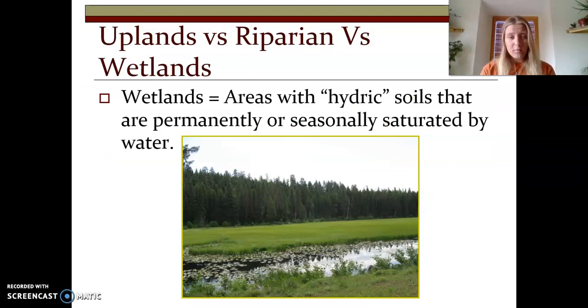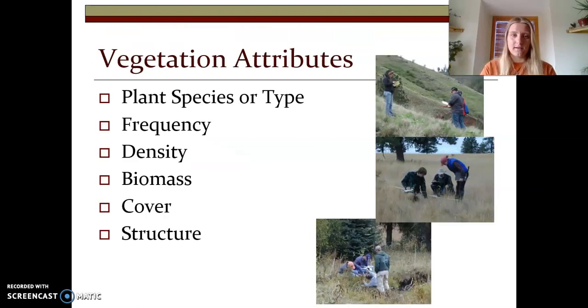Wetlands, very similar. They're actually areas with hydric soils that are permanently or seasonally saturated by water. So think of all your ponds and really marshy areas, that would classify as a wetland.